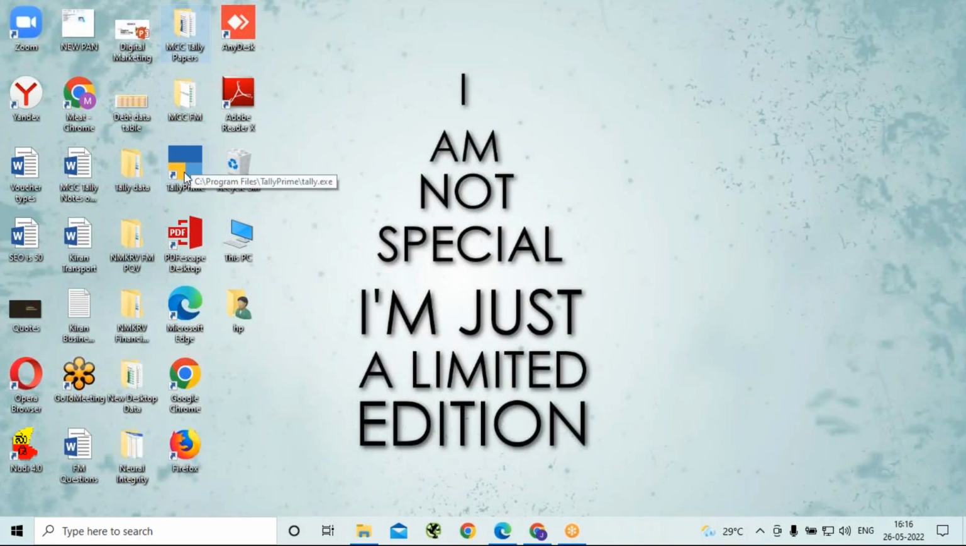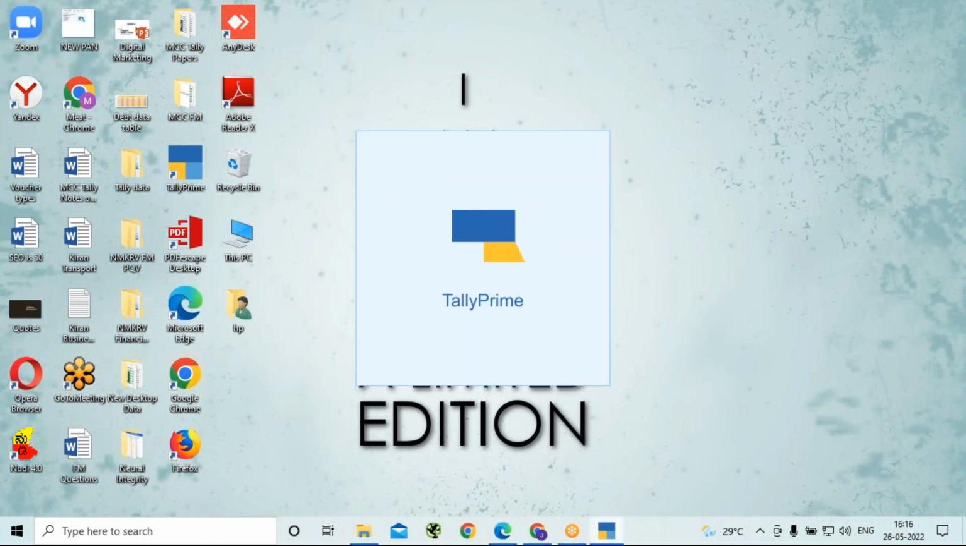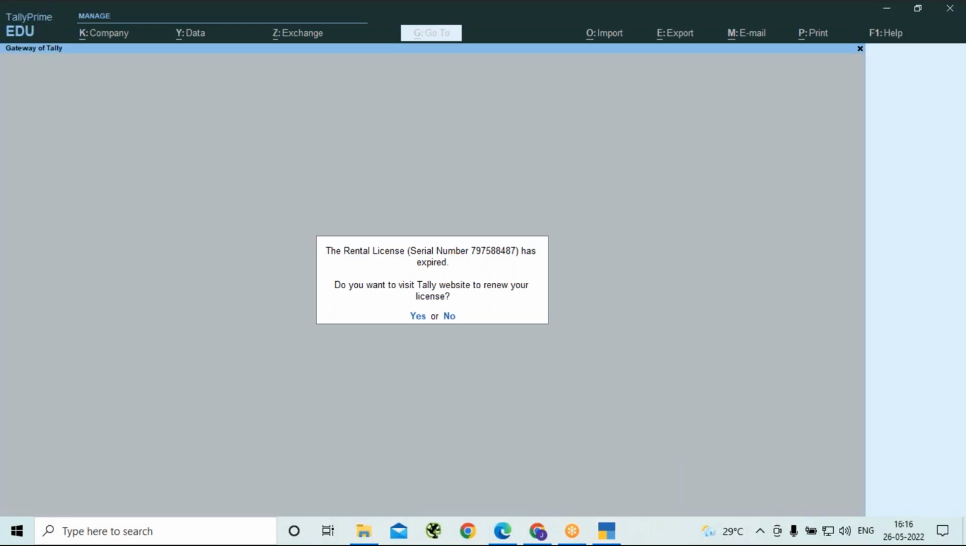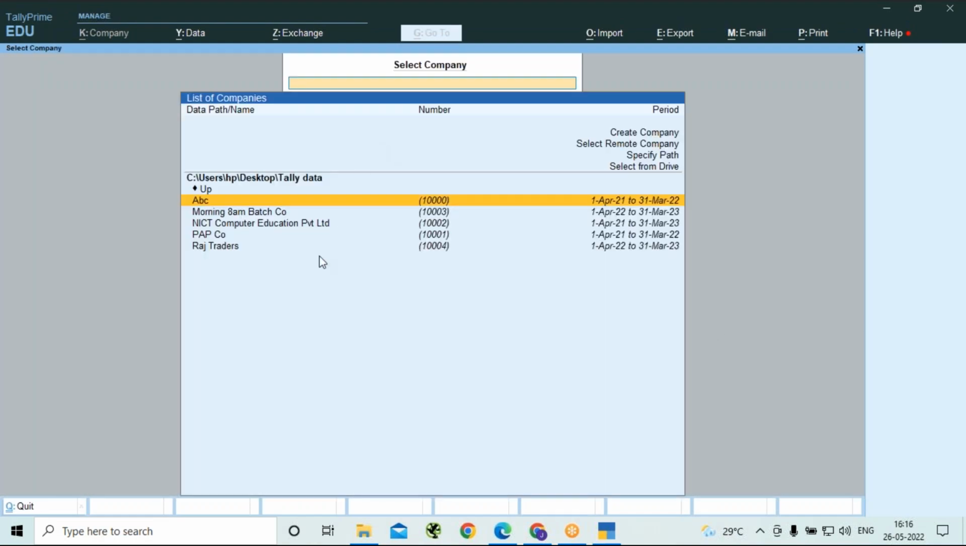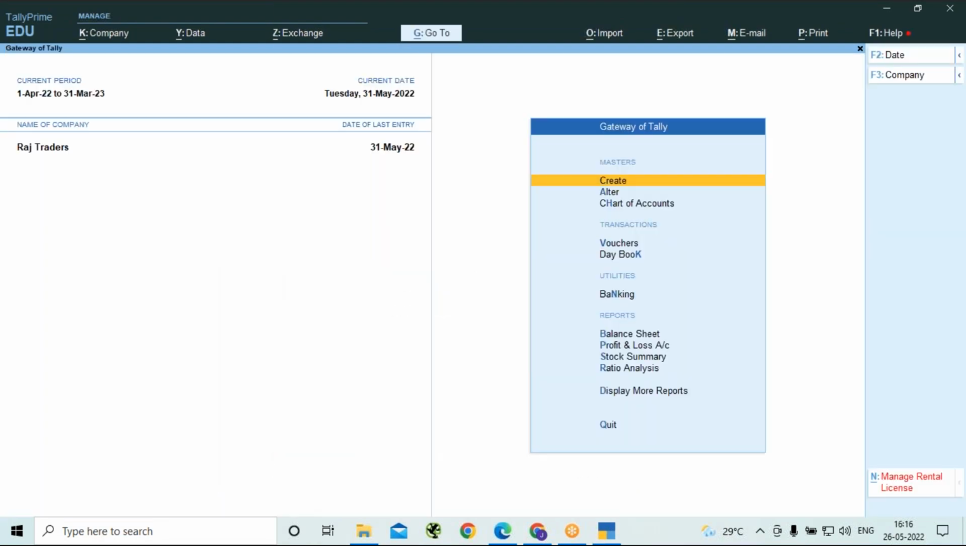Sir, we did TDS entries and bank reconciliation. Very good. So in the TDS entries, we have passed two transactions as we discussed in yesterday's offline class also. So today we will be seeing the payment to the government.